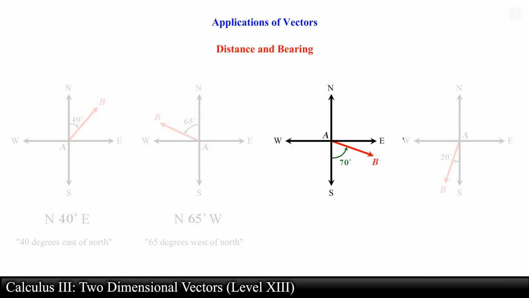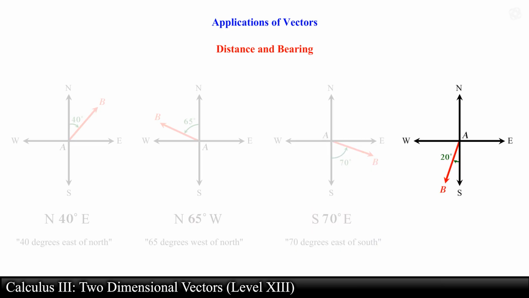The third bearing will be denoted as follows, and it would be pronounced as 70 degrees east of south. And finally, the last bearing will be denoted as follows, and it will be pronounced as 20 degrees west of south.